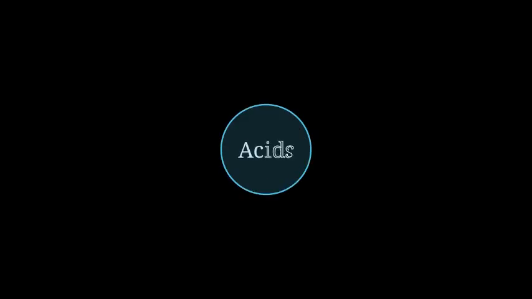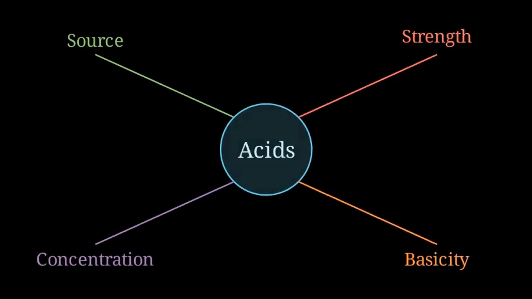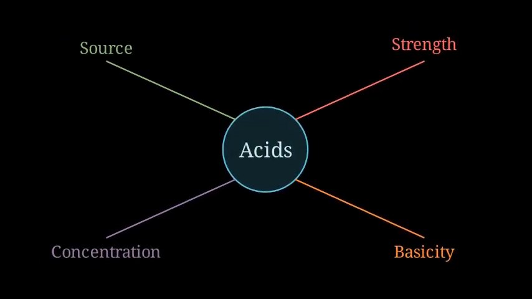By classifying acids through their source, strength, concentration, and basicity, we start to see the underlying order in the chemical world.